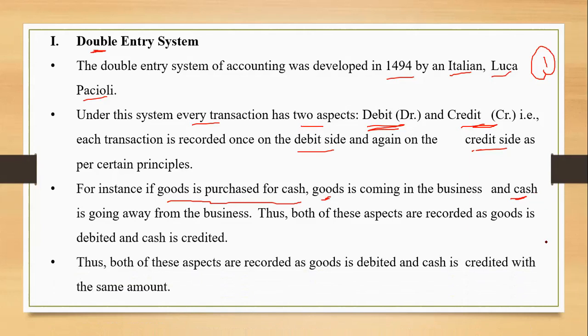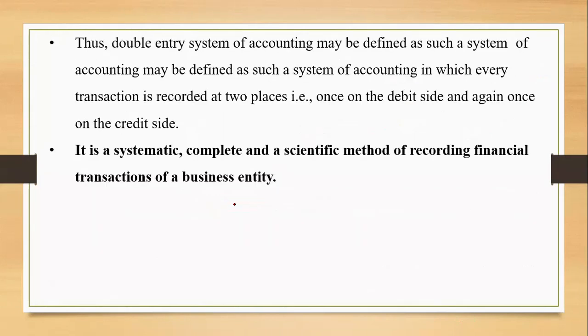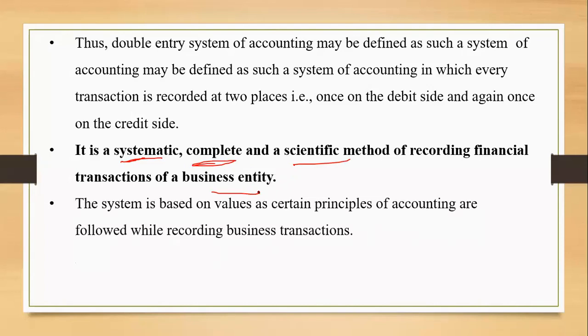Also, we need to make sure that whenever you have the debit and the credit aspect, it has to be of the same amount. Whatever amount is debited, the same amount needs to be credited. It is a systematic, a complete scientific method for recording the financial transactions of the business entity, and this is one of the very good reasons why this is followed throughout the world. This system is based on the values as certain principles of accounting are followed while recording the business transaction.